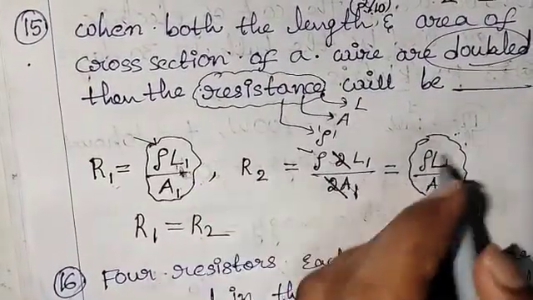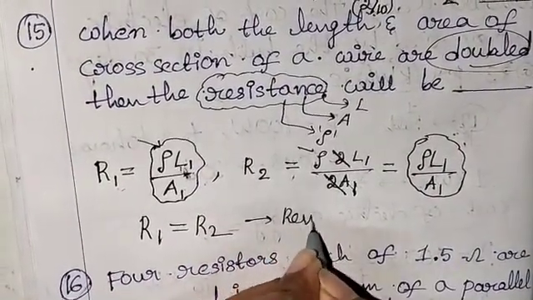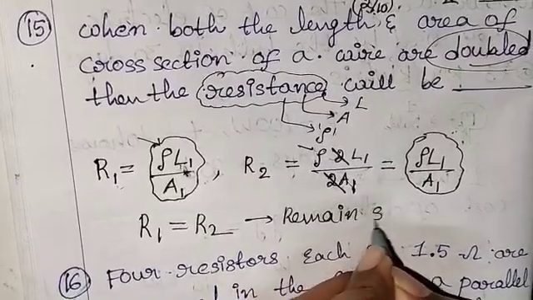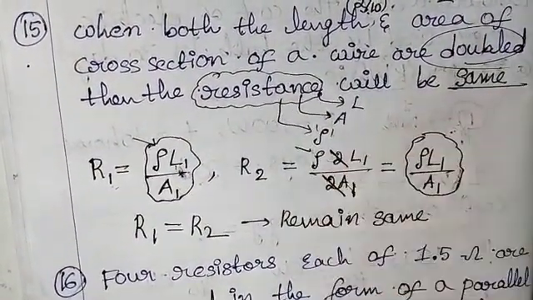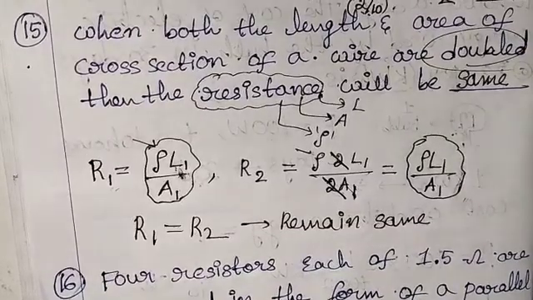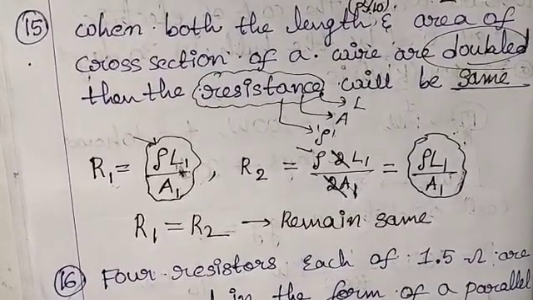So R1 is equal to R2. So the answer is resistance will remain the same. There is no change in resistance, it remains the same.